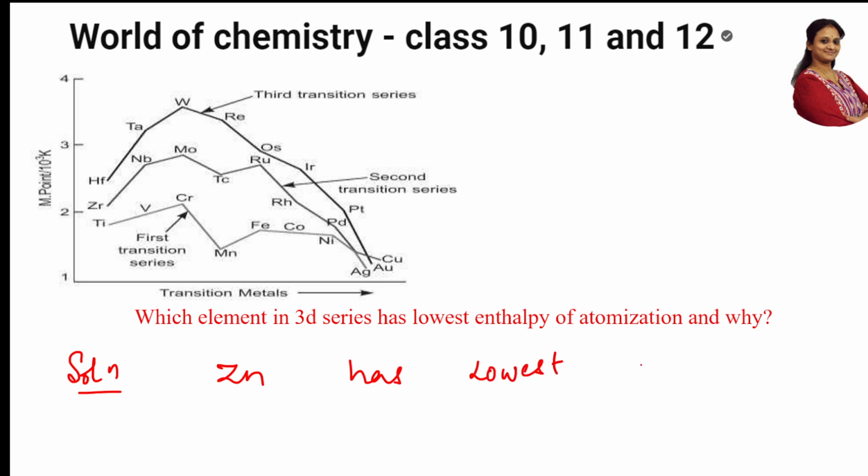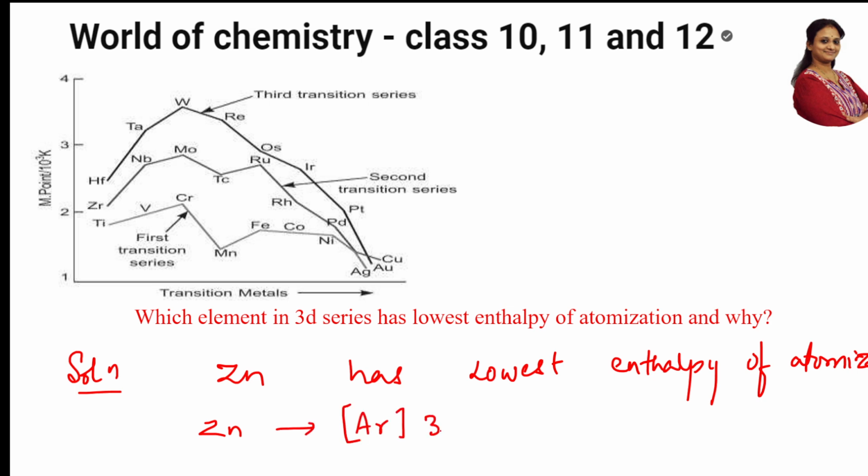What is the reason? Why does it have the lowest enthalpy of atomization? I'm not writing completely, just the reason. Yes, let us write the configuration. Zinc configuration is argon 3d10 4s2. So now tell me, are there any unpaired electrons? So zinc has the lowest enthalpy of atomization due to the absence of unpaired electrons. There are no unpaired electrons here.